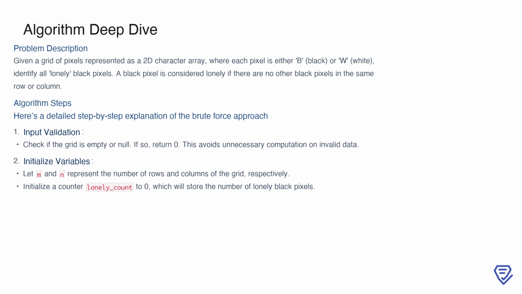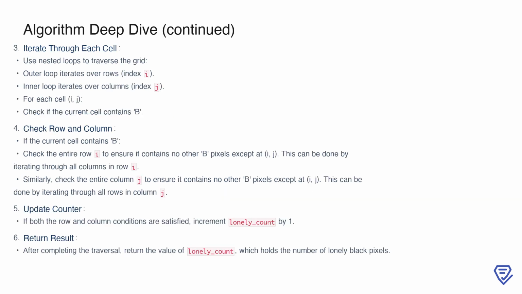First, we need to validate the input. If the grid is empty or null, we return 0 immediately to avoid unnecessary computation. Next, we initialize some essential variables. The dimensions of the grid are stored as m for rows and n for columns, and we set up a counter, lonely_count, starting at 0. This counter will keep track of the number of lonely black pixels we find as we process the grid.